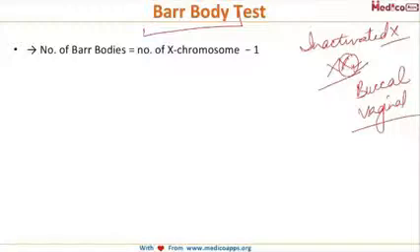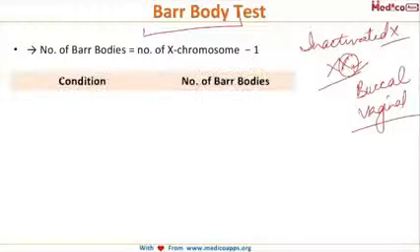So the number of Barr bodies in any individual will be the total number of X chromosomes minus 1. So if two X chromosomes are present, one will be inactivated. Or you can understand this the other way around: if you are able to see one Barr body in any buccal smear, that means that individual had two X chromosomes. And if you are not able to see any Barr body, that means the individual had one X chromosome.